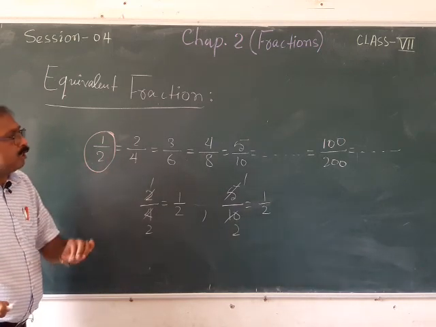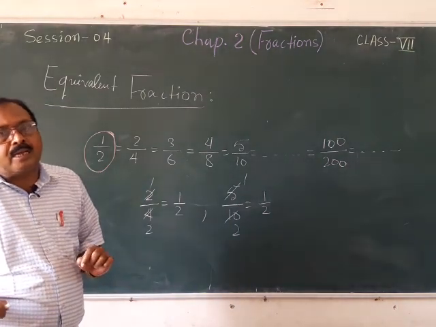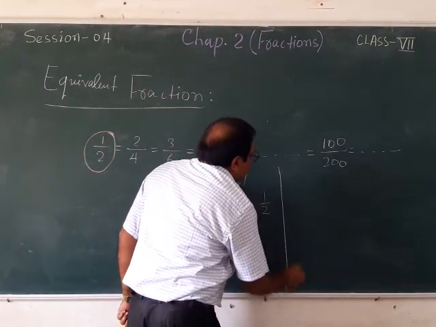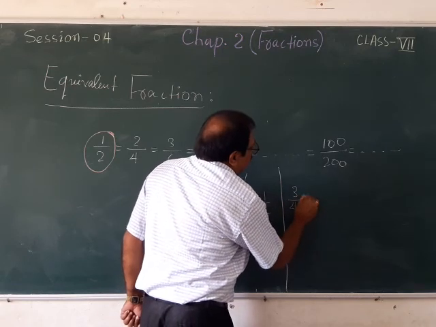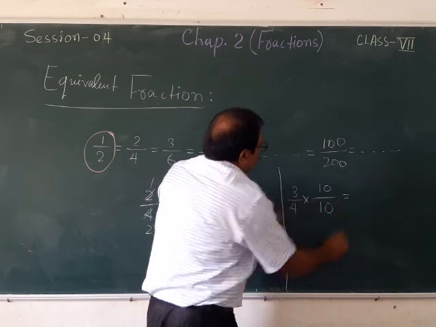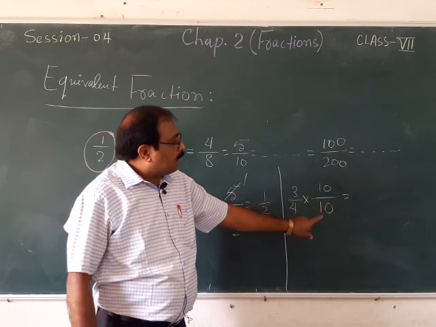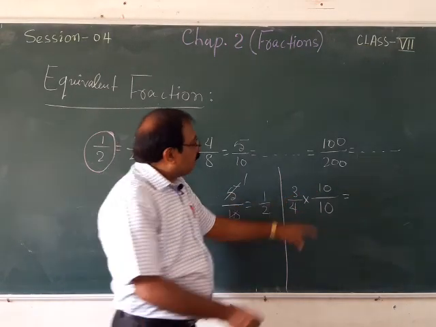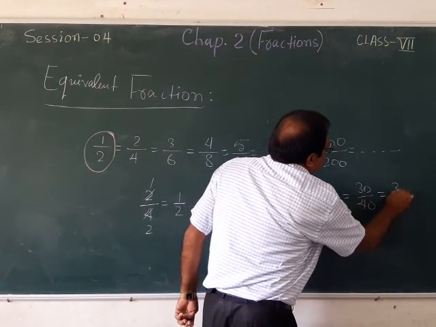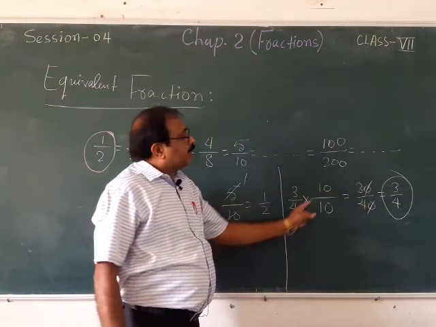So you can say that equivalent fractions are equal fractions. Equivalent fractions are equal fractions which can be made by multiplying the original fraction. Suppose I write 3 by 4, and I multiply its numerator and denominator by 10 and by 10. Then 3 by 4 becomes 30 by 40, and 30 by 40 is equal to 3 by 4 when you cancel the 0 and 0. So ultimately you see that 3 by 4 comes again.